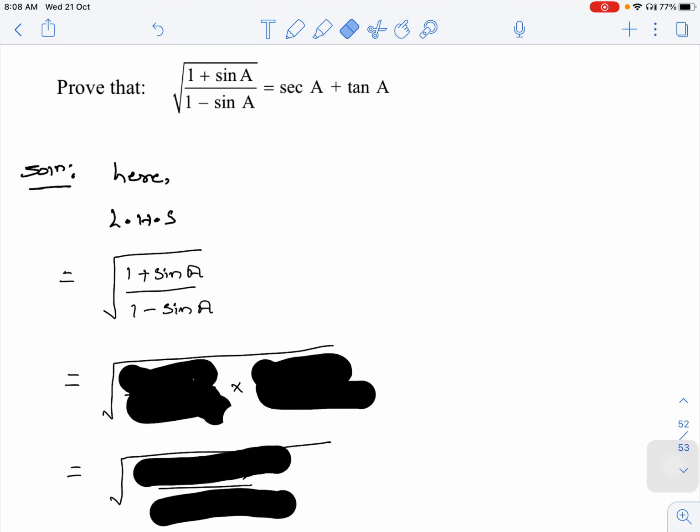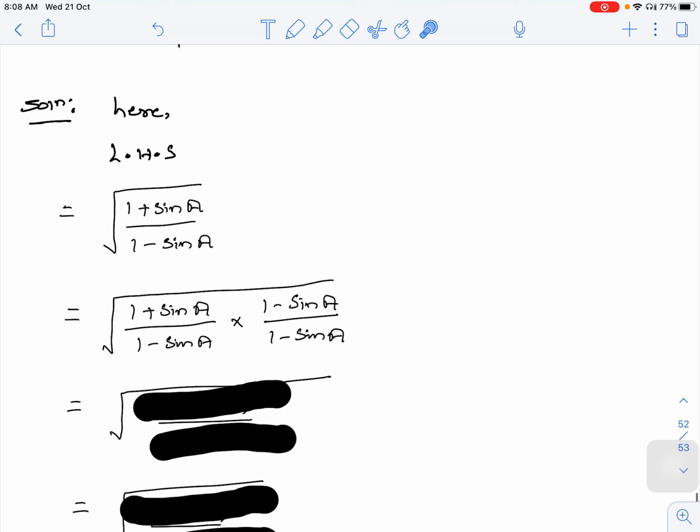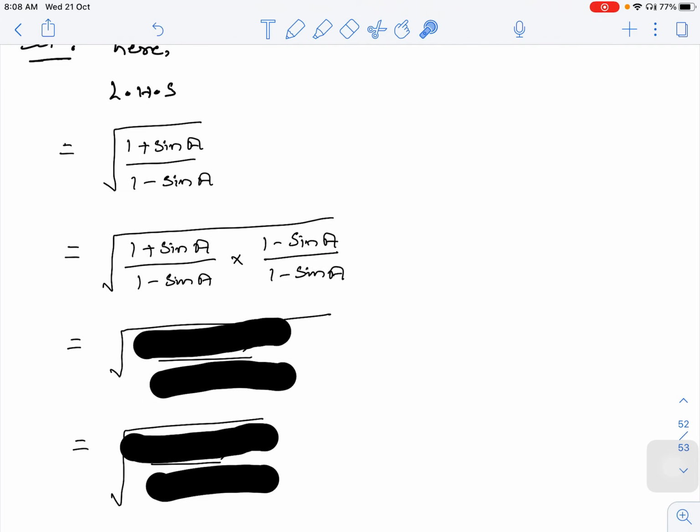Our first term, this (1 plus sine a) upon (1 minus sine a), will be as it is. Now by what will we multiply the numerator and denominator? We will multiply it by 1 plus sine a. So what do we get? 1 minus sine a, by this number we have multiplied, so 1 minus sine a, 1 minus sine a. Now when we multiply over here, what do we get now?